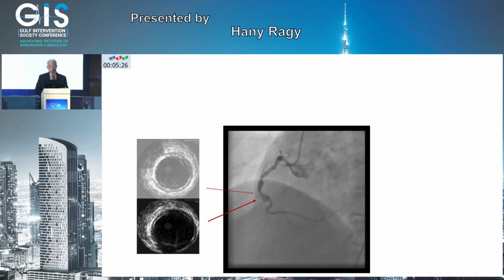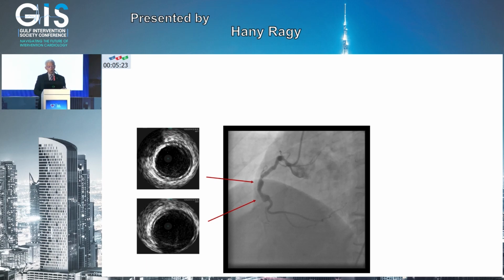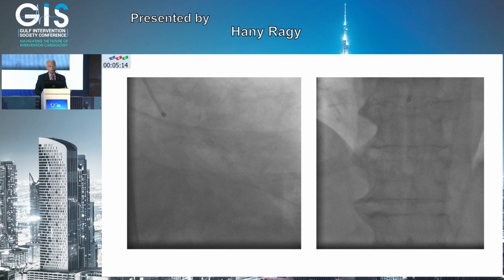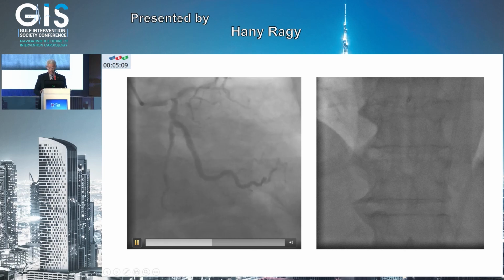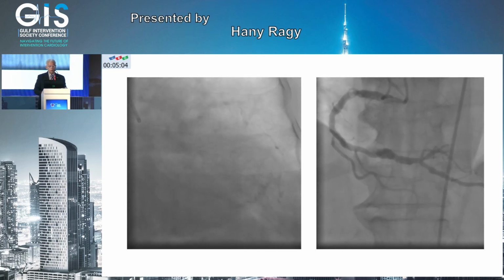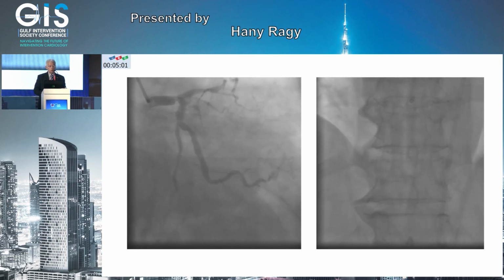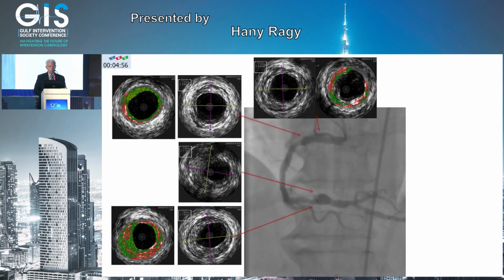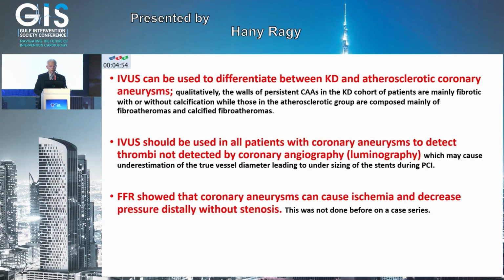His RCA was also studied by IVUS, and we look at the areas of ectasia in the RCA. They're ectatic, but free of atherosclerosis. This patient was followed up and did well. This is a case of typical ectasia of both the left main and the RCA. And this patient was 100% atherosclerotic, as seen by IVUS and virtual histology, and underwent successful PCI.